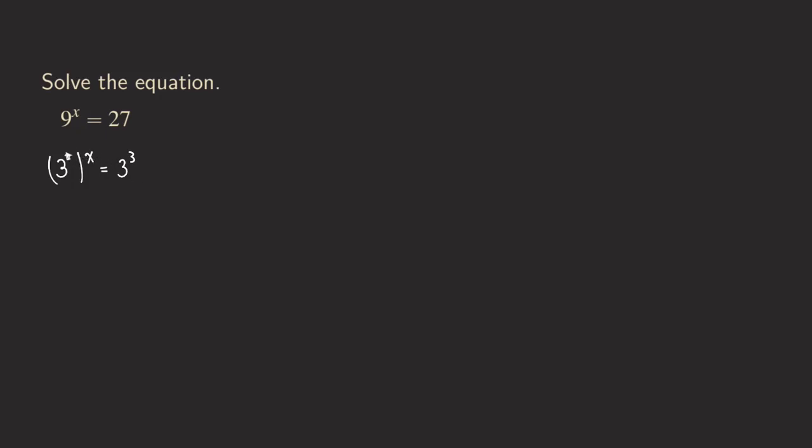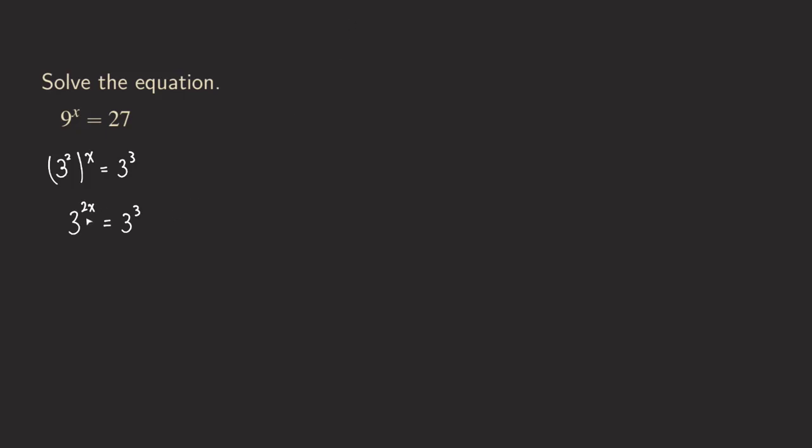We still need to deal with the inside exponent and the outside exponent. So what do we do with them? We actually need to multiply those two together. So we are going to get 3 to the 2x, which is equal to 3 to the third power.